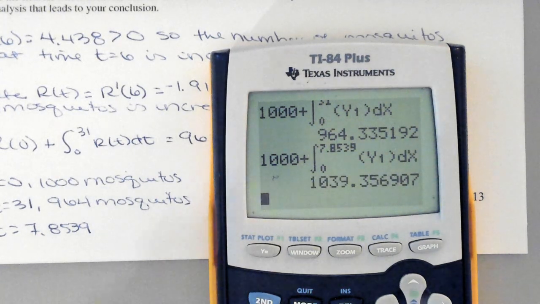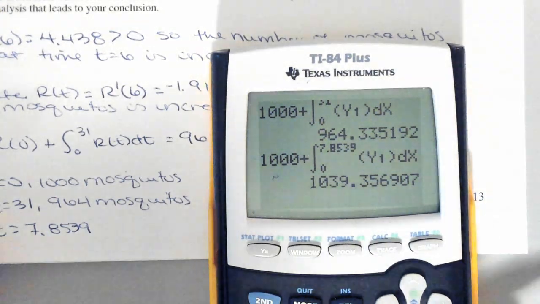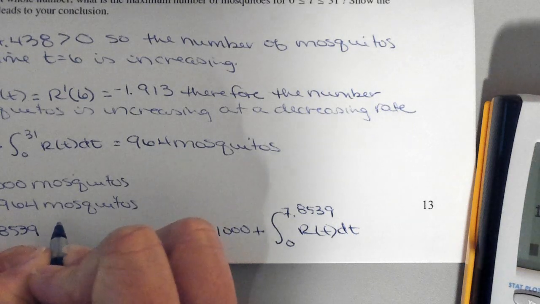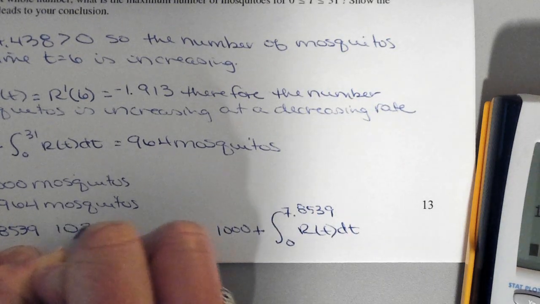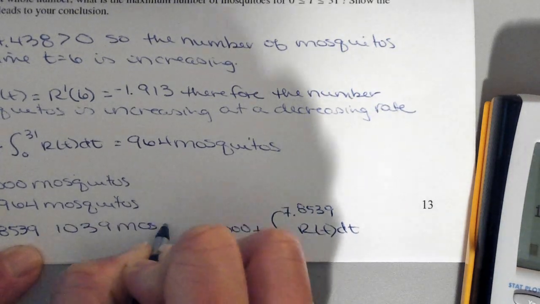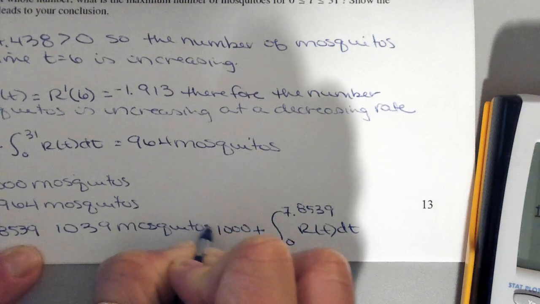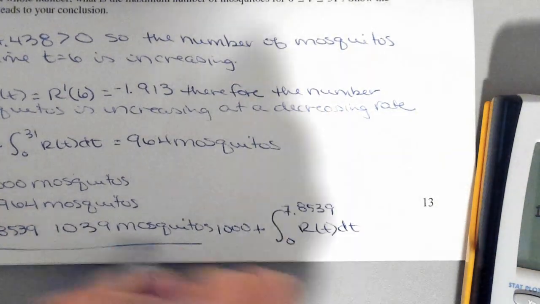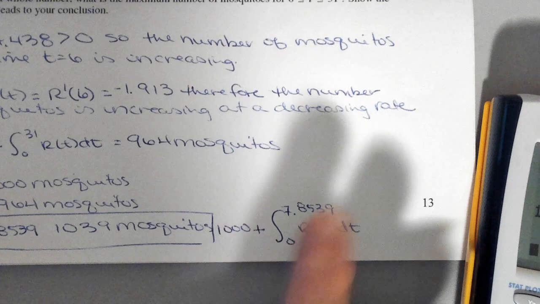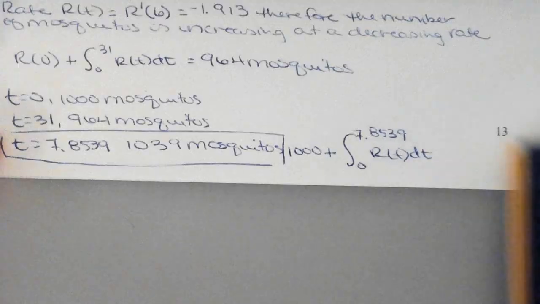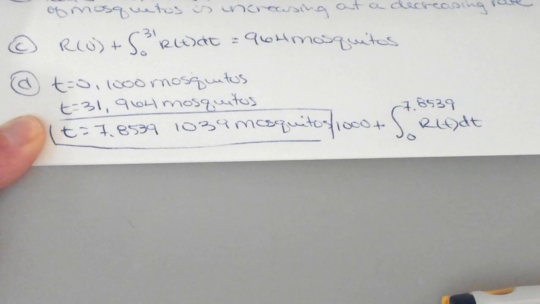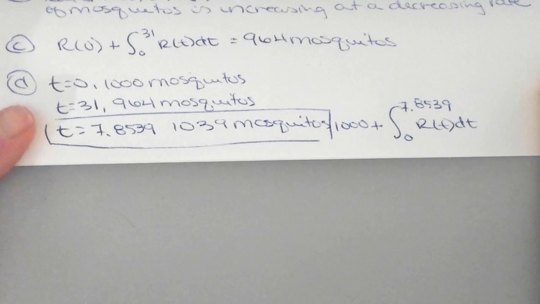Wow. Okay, how many mosquitoes? Yeah. So we have 1,039 mosquitoes. So this right here is the maximum. This is my analysis right here. You don't have to say anything else. That's your analysis.